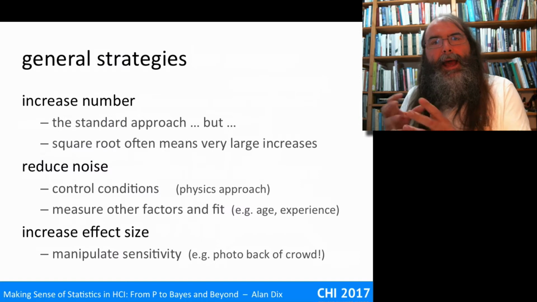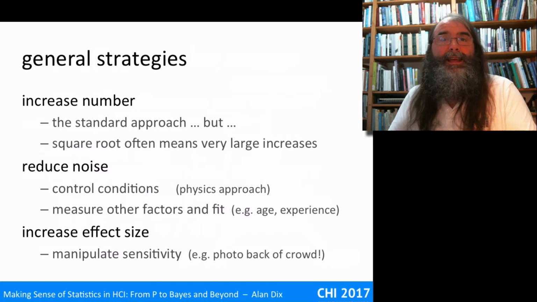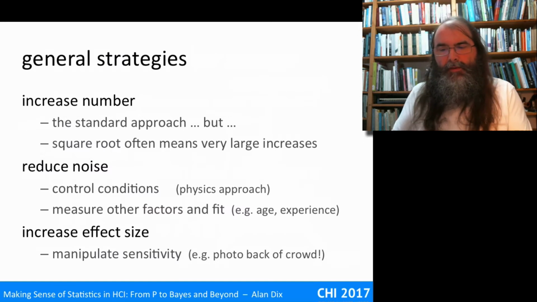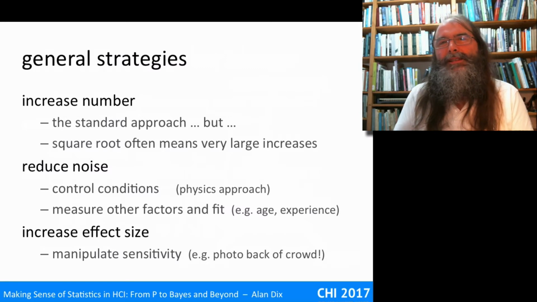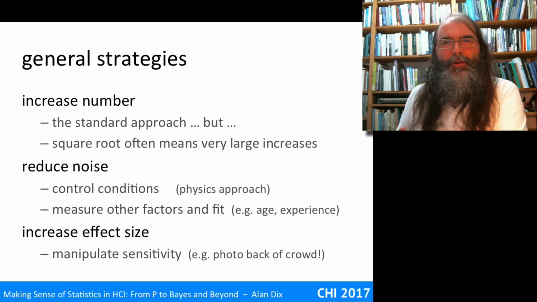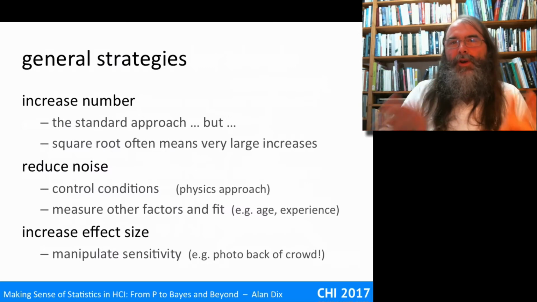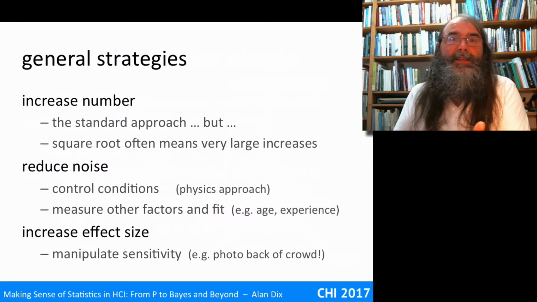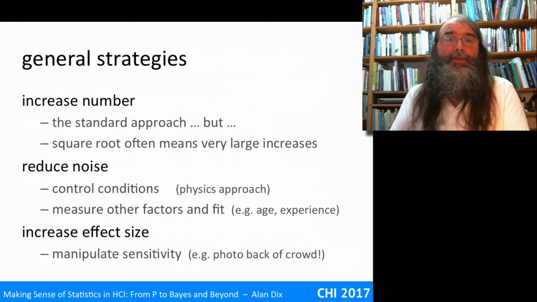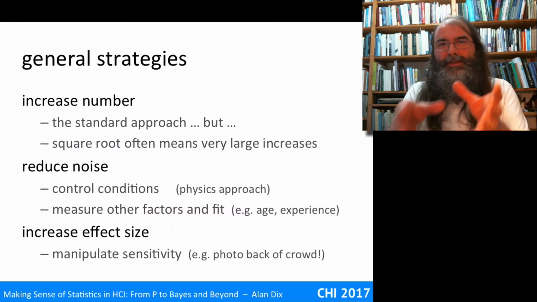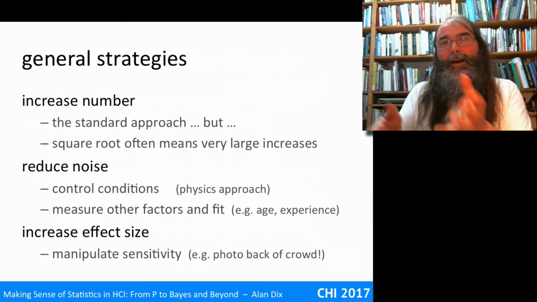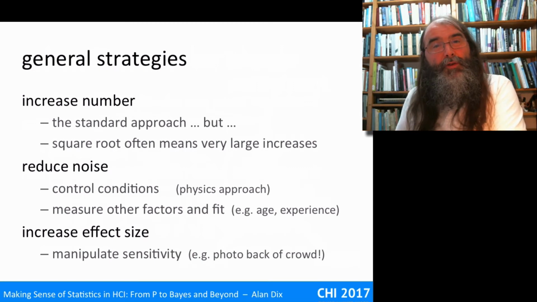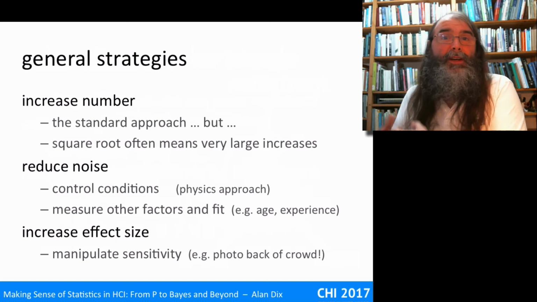So you can say, can I actually change my experiment or change my study so that the thing I'm after gets bigger? So this is about manipulating the sensitivity. A good example, you've probably all seen of this recently, was the photographs during the inauguration of President Trump. With photographs from the front of the crowd, it was very difficult to see the differences in even substantially different crowds between previous inaugurations and President Trump's inauguration. Of course, the photograph from the back of the crowd was a much more sensitive measure and was able to see differences.